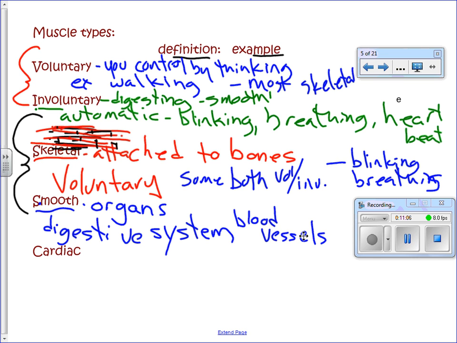Cardiac muscle we find where? In the heart, only in the heart. It's a very specialized muscle. It beats every second of every day from before you're born. And it doesn't get tired. It beats faster, it beats slower, mostly involuntary, right? Again, you can kind of calm yourself down and slow it down, but other than that, your heart muscle beats all the time. And so this is obviously involuntary.